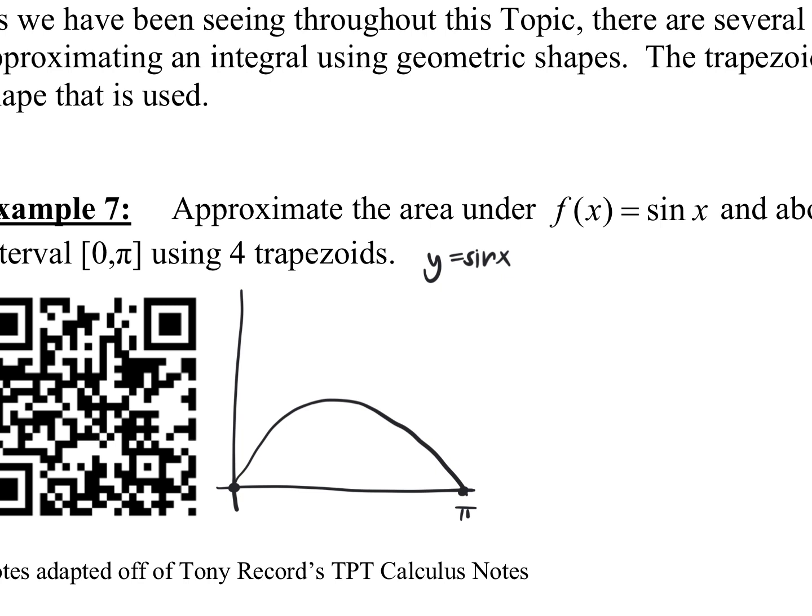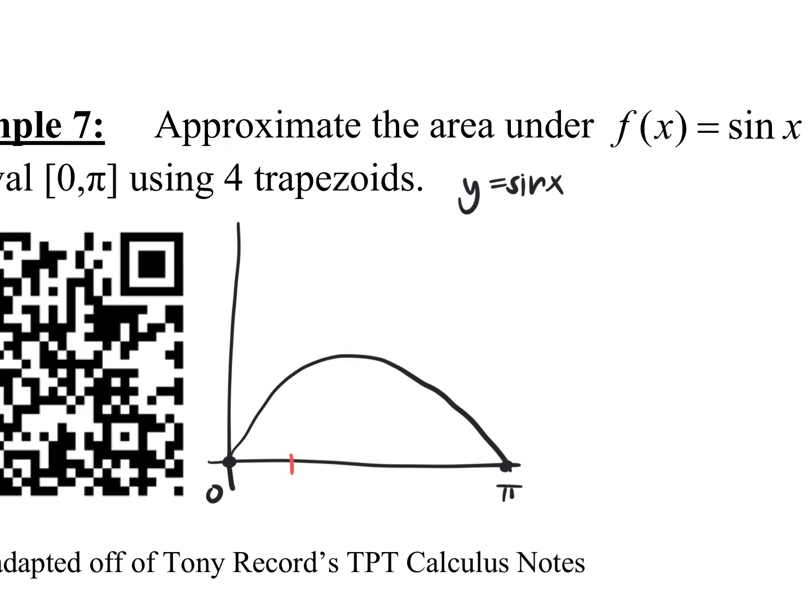Again, we're only looking at the interval from 0 to pi. If I want to use 4 trapezoids, I need to create 4 sub-intervals, so I can divide this pi by 4. I've got 1, 2, 3 tick marks to give me my 4 intervals. This would be pi over 4, then 2 pi over 4, which is pi over 2, and then 3 pi over 4. So just add pi over 4 each time. Each trapezoid has the same width, or technically the same height.